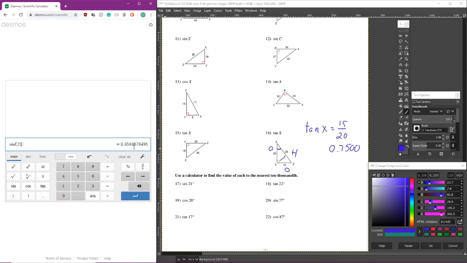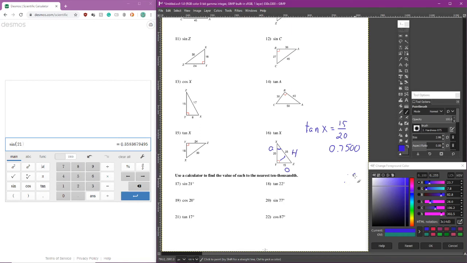Here's 1, 2, 3, 4. That 3 is in the 4th spot. In the 5th spot, you have a 6. Remember that the rule of thumb is if it's 5 or bigger, you get to round up. If it's 4 or less, you just stay the same. You don't round down, you just stay the same. So this would be 0.358, and then the 6 makes the 3 go up to a 4. So the answer here is 0.3584.